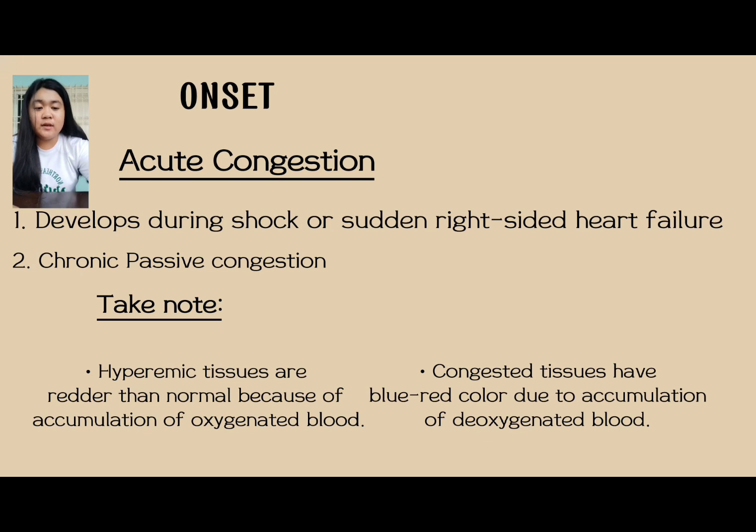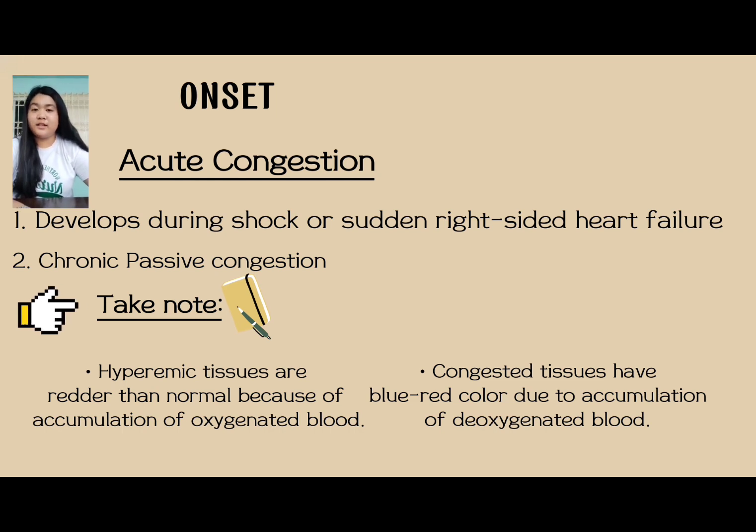Acute congestion, developed during shock or sudden right-sided heart failure, may occur in the lung or liver. Chronic passive congestion. Hyperemic tissues are redder than normal because of accumulation of oxygenated blood. Congested tissue has a blue-red color, or cyanosis, due to accumulation of deoxygenated blood.